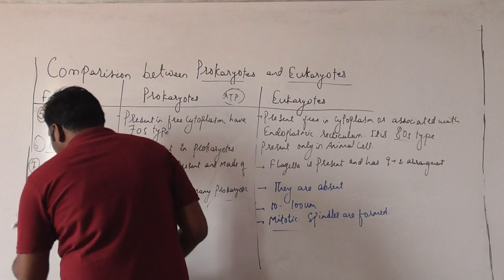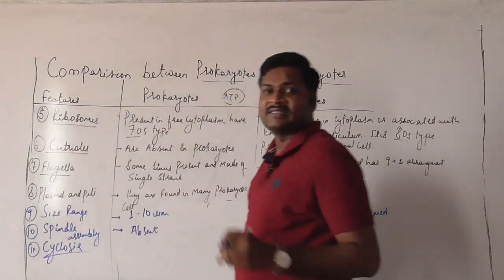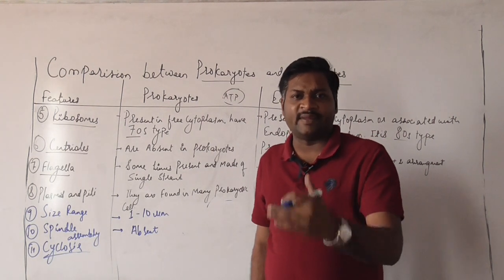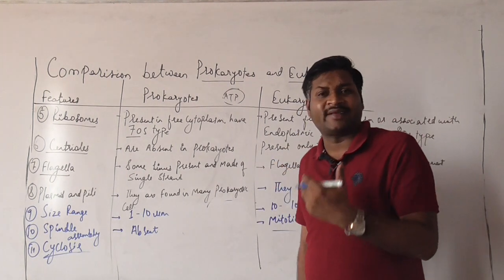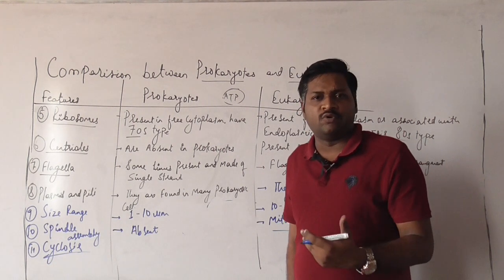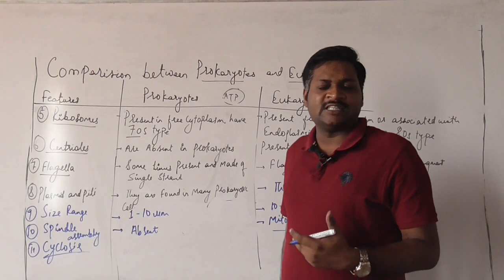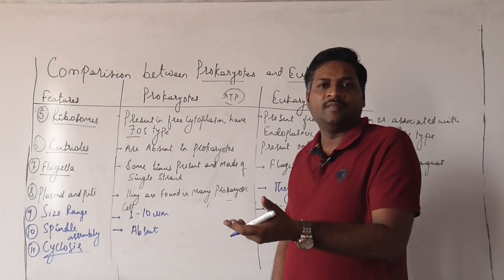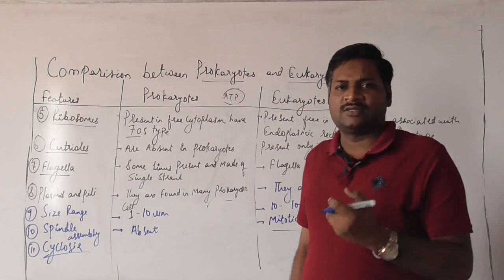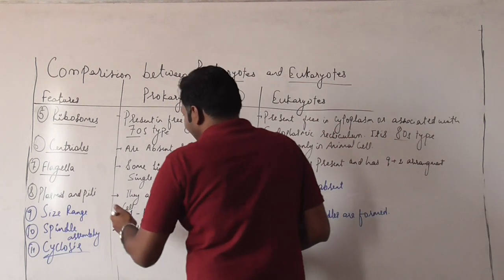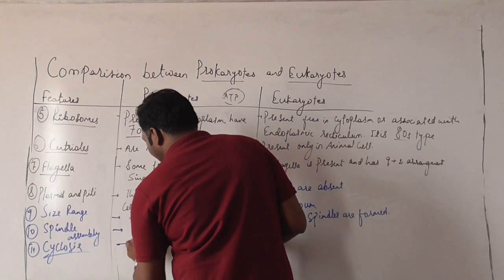Then the last characteristic feature is cyclosis. Cyclosis is cytoplasmic streaming or cytoplasmic movement. It is a type of movement. In most of the lower organisms or microorganisms, we see an amoeboid type of movement, or cytoplasmic streaming is continuously seen. Most of the food material being taken inside or released outside, or any kind of metabolic activity, is performed by a movement called cyclosis or cytoplasmic streaming. In case of the prokaryote, no streaming movement is seen. So it is absent, you can write absent.